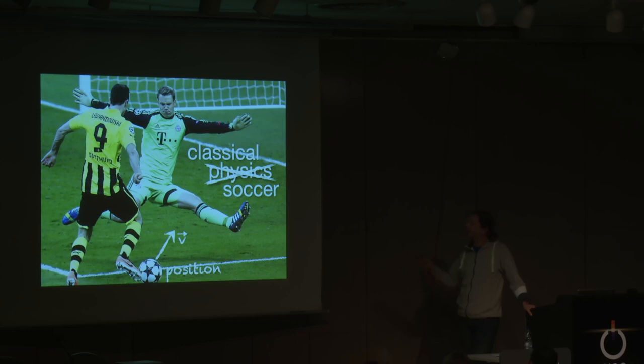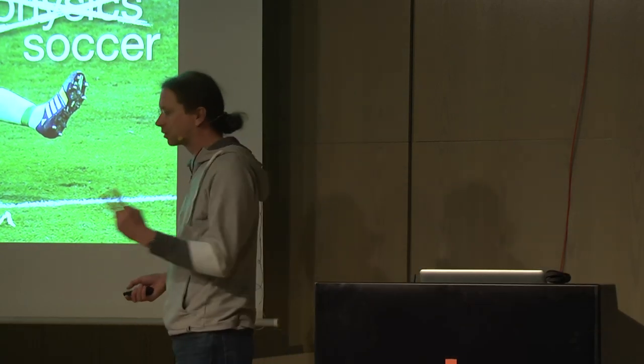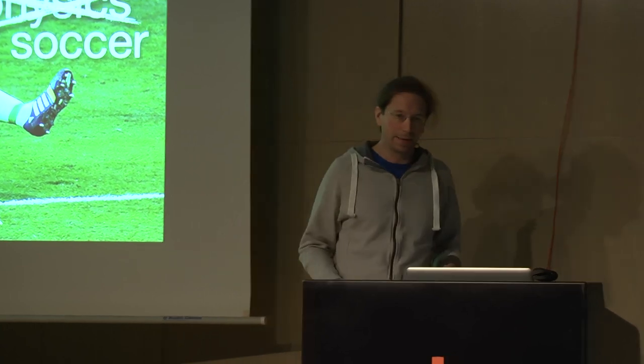But anyway, let's take a look at classical soccer. Manuel Neuer. Easy game. He needs two pieces of information to play this easy game. He needs to know where the ball is, so the position of the ball, and he needs to know where the ball is going. So the velocity, that's what physicists call it, velocity of the ball. That means speed and direction. So two pieces of information. Very easy game.